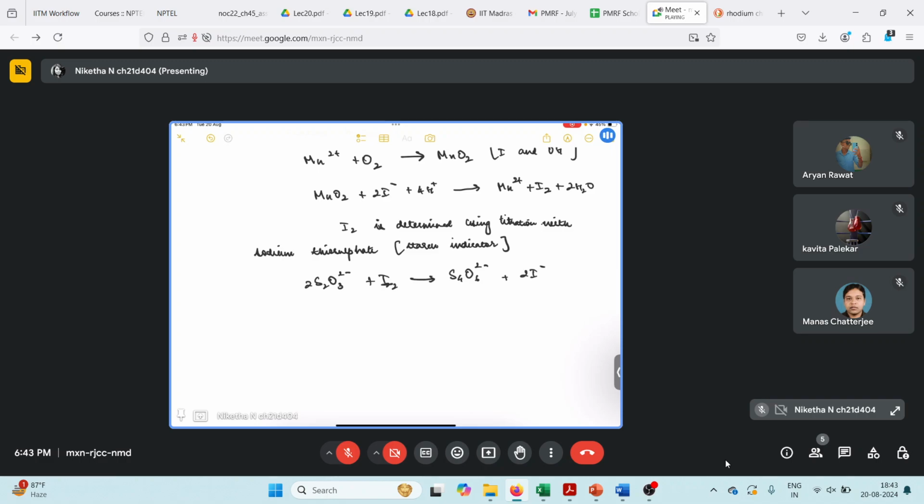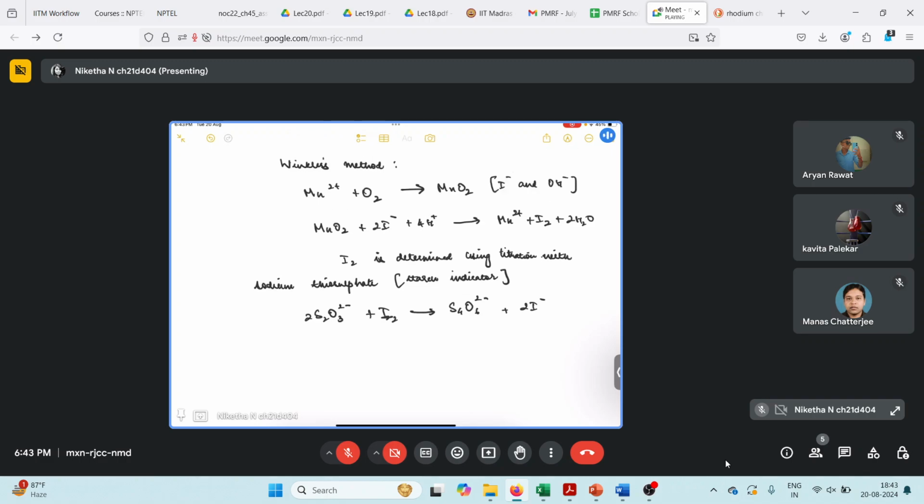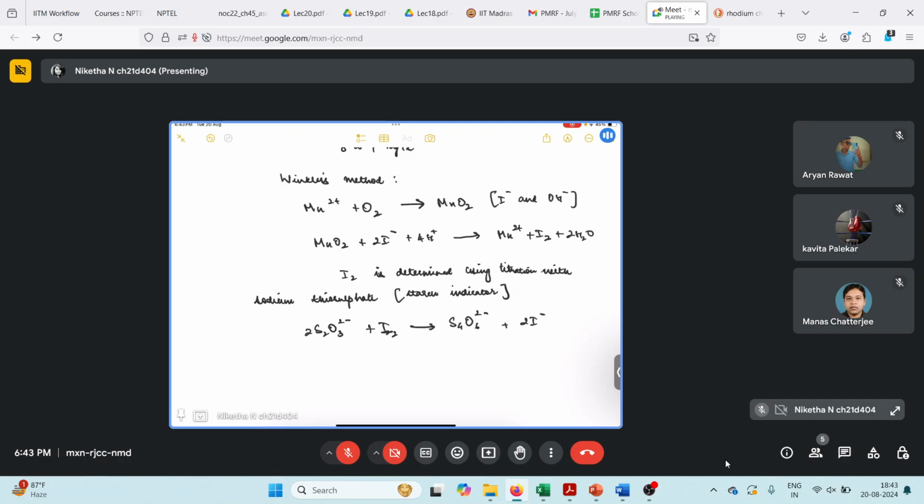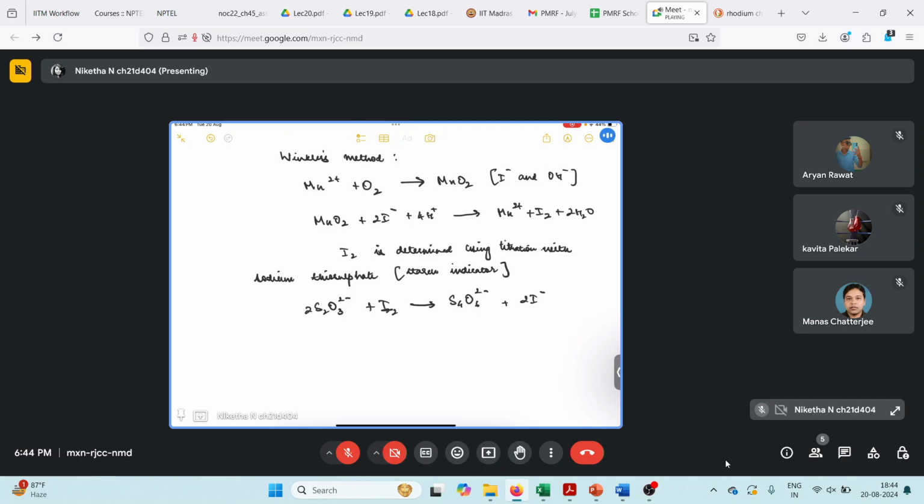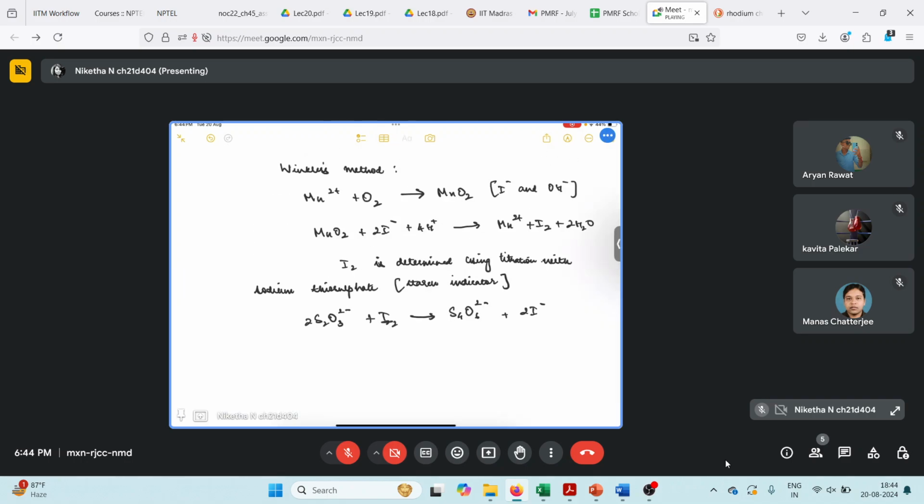molecules, and so the number of iodine that was consumed in this reaction, if you see the number of moles of iodine, here 1 mole of iodine is getting converted to 2 moles of iodide, and the number of moles of iodine is equal to the number of moles of oxygen here. Both are 1. Therefore, if we know how much of iodine is used for this reaction, we can easily find out what is the concentration of the oxygen.